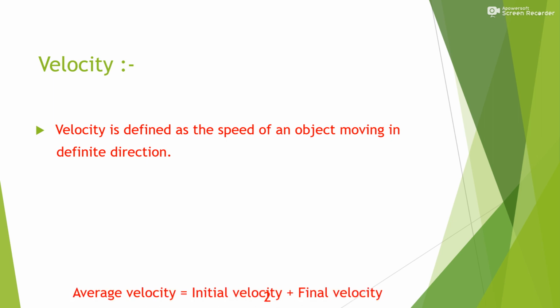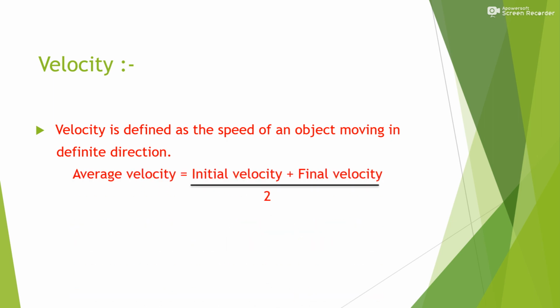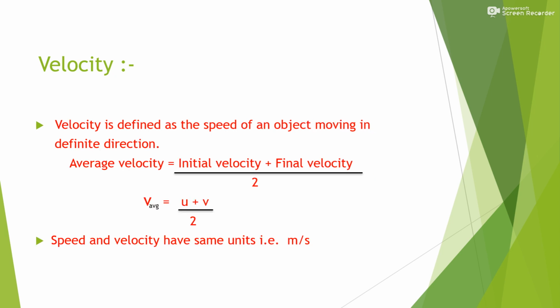So average velocity is equal to the arithmetic mean of initial and final velocity for a given period of time, which is equal to initial velocity plus final velocity upon 2, which is represented by V_avg equals u plus v upon 2. Speed and velocity have the same units, that is meters per second.